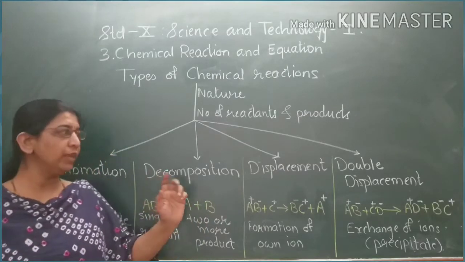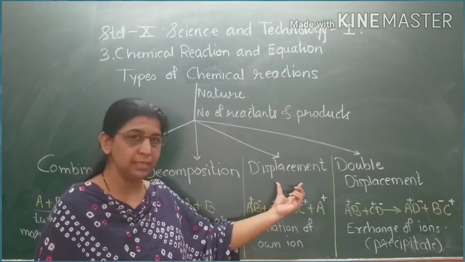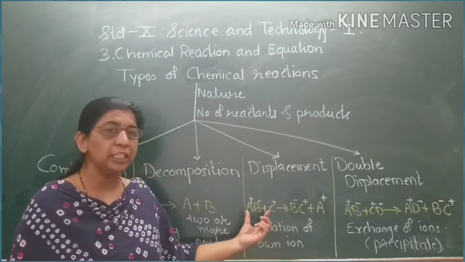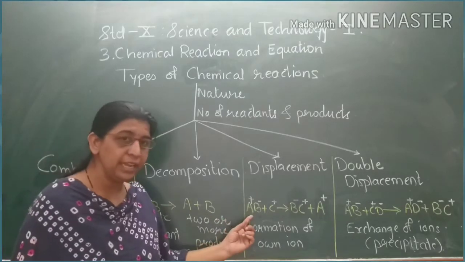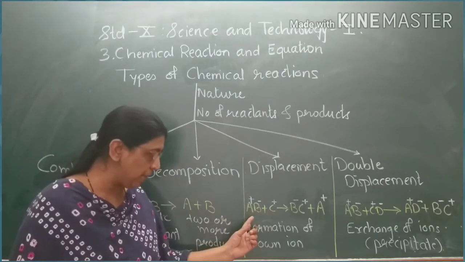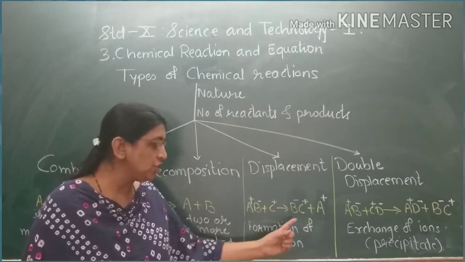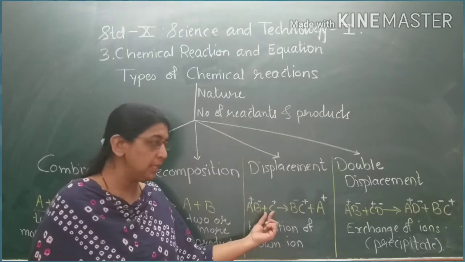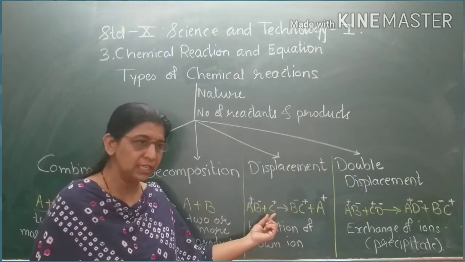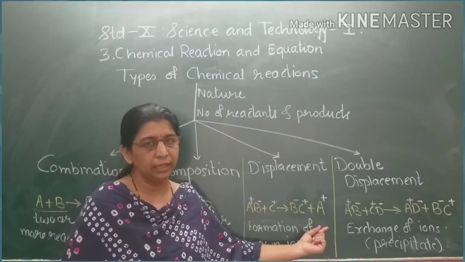The third type of reaction is displacement reaction. As the word displace is written here, displacement of ions takes place. Now the less reactive ion is displaced by the more reactive ion and forms its own ion. Here in AB plus C plus, C plus becomes more reactive, displaces A plus, and the A plus ion is formed.